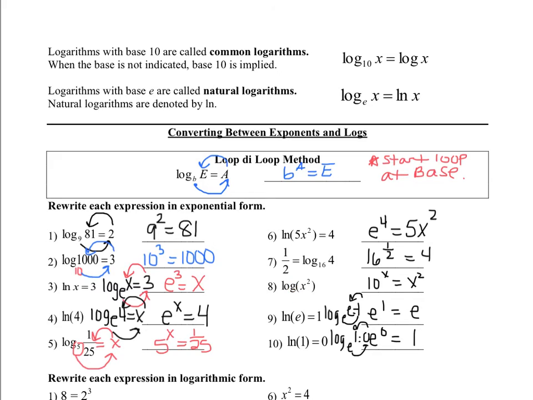Same thing with number 8. We don't know what it's equal to, so we can put an x, and there's no base, so we could put a 10. So 10 to the x equals that. Now this one's a little backwards. The loop is going to go this way to the answer, and that's okay. If you have any questions on those, please circle the ones you had trouble with and ask us in class.